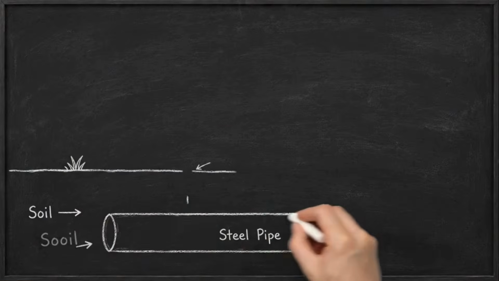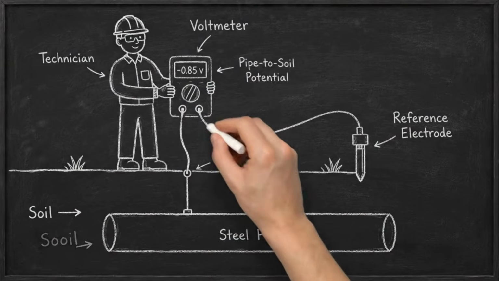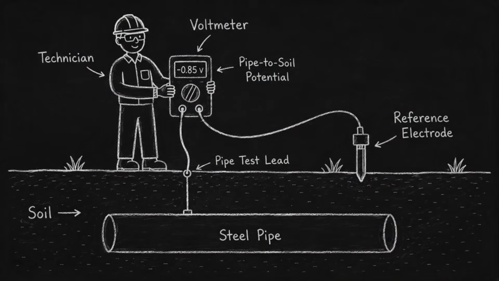You may ask, how do we know if the structure is actually protected? In the field, technicians and corrosion engineers take electrical measurements. One common measurement is called a structure-to-electrolyte potential. For buried pipelines, this is often called a pipe-to-soil potential. A reference electrode is placed in the soil above the pipeline. Then a voltmeter is used to measure the voltage between the pipeline and the reference electrode. This measurement helps evaluate whether the pipe is receiving enough protective current.